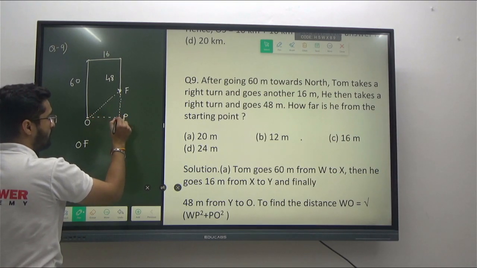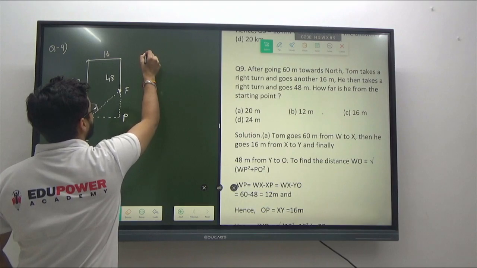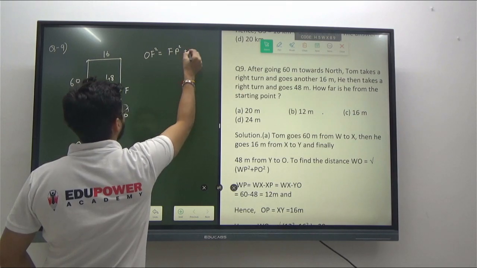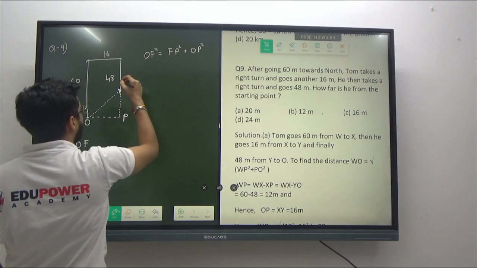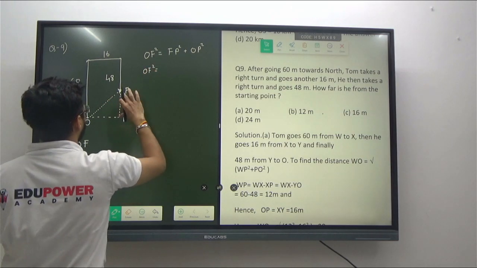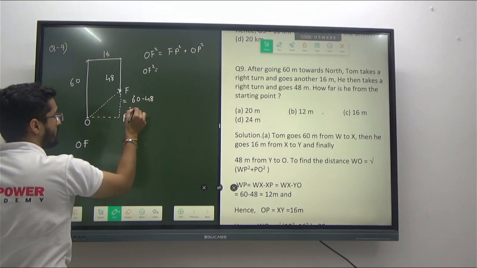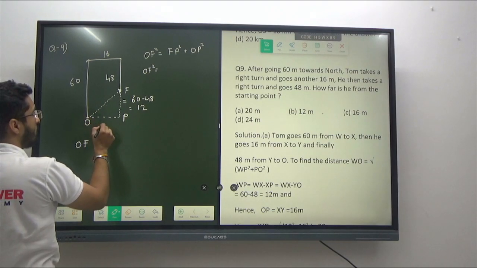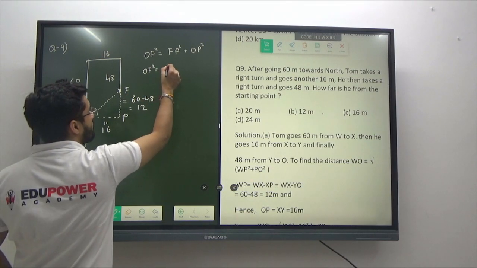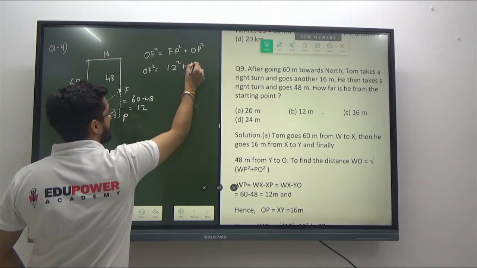So let this point be called P. What we can say is OF square is equals to FP square plus OP square. Now what is this FP? This FP is nothing but 60 minus 48 is equals to 12, and what is OP? OP is equal to 16. So OF square is equal to FP square, 12 square, plus OP square, 16 square.